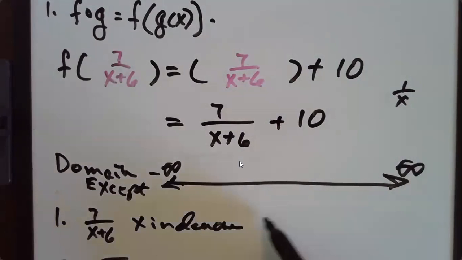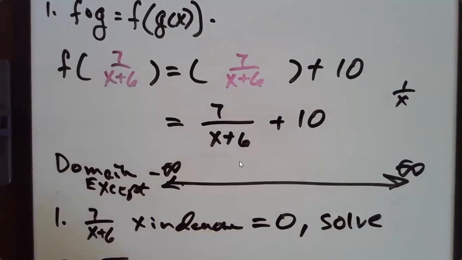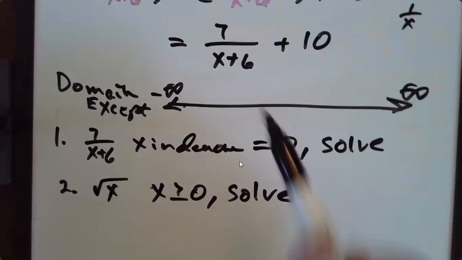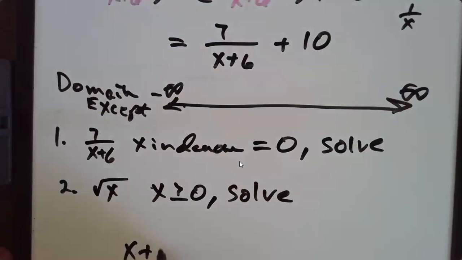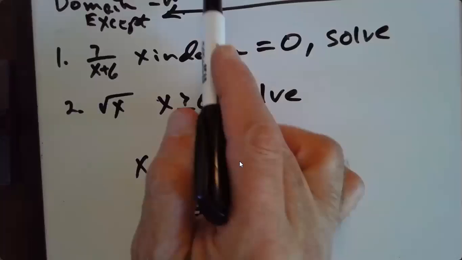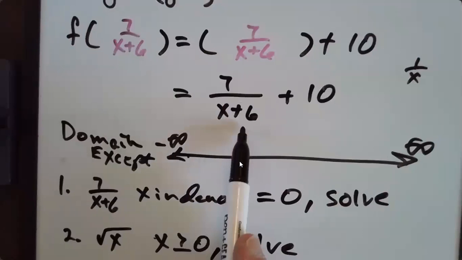If x is in the denominator, then we set it equal to 0, then solve. If x is in the radical, then we set the radicand to greater than or equal to 0, then solve. Well, here x is in the denominator, right? So we just set what's in the denominator equal to 0 and then solve. So x cannot be -6, because if we put -6 in here, we got a -6 and a +6, that goes to 0 and we get undefined.